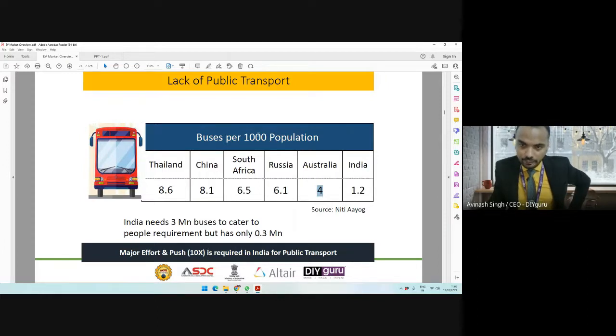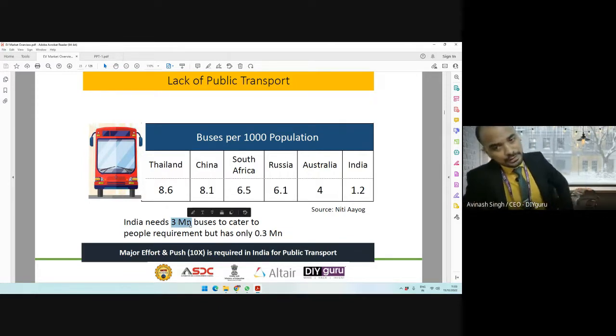So, if we want to decongest our roads, if we want to increase the shared economy where more people are using shared transport systems to decrease pollution and the number of road accidents, India would need almost around 3 million buses to cater to people's requirements, but has only 0.3 million buses, right? So this is the current figure we have, and this is what we expect to be there by 2030.